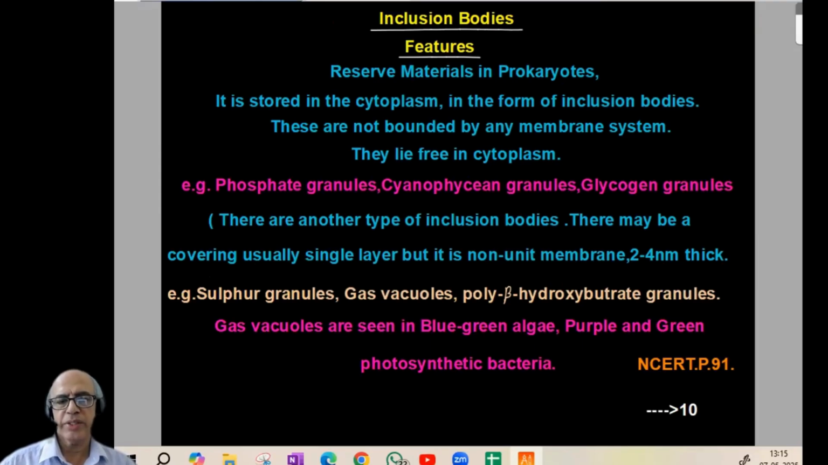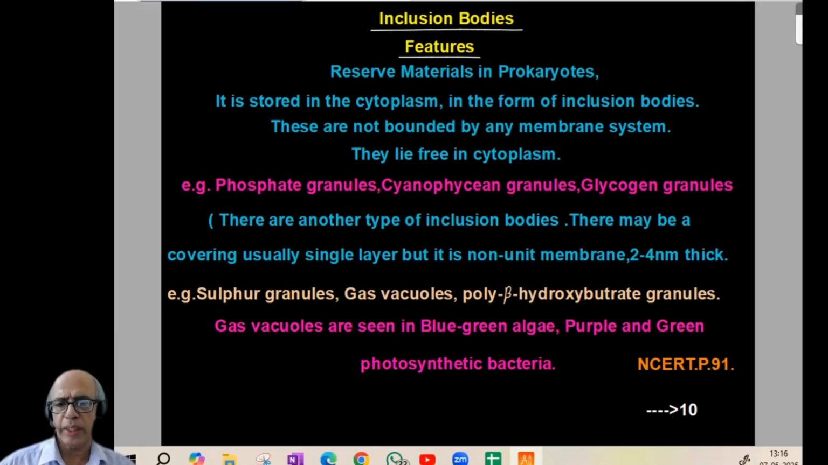Typical examples, 2 sets are there. One is phosphate granule, cyanophycin granule, glycogen granule. Remember, PCG. Now, another type of inclusion body may have a covering, usually a single layer, but it is a non-unit membrane and 2 to 4 nanometer thick. Examples are sulfur granules, gas vacuoles, poly beta hydroxybutyrate granules. Gas vacuoles are seen in blue-green algae, purple and green photosynthetic bacteria.